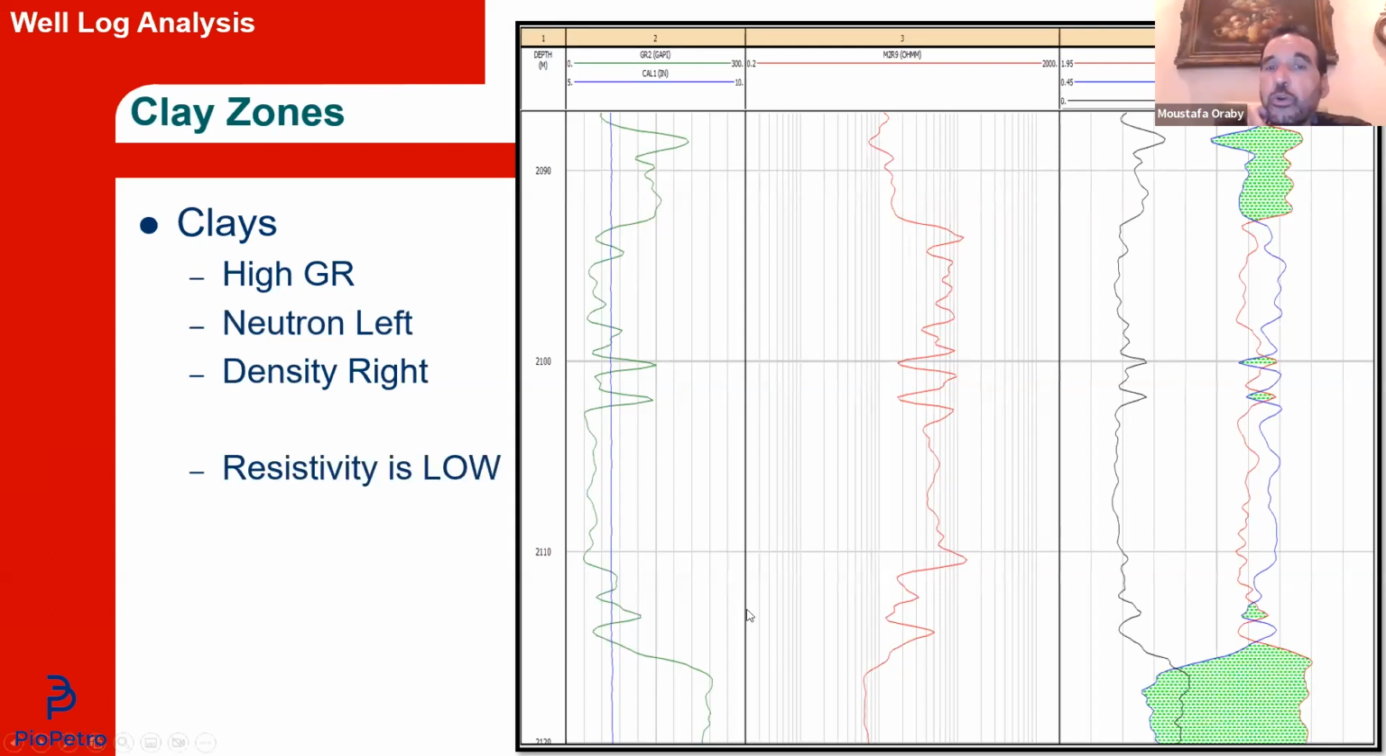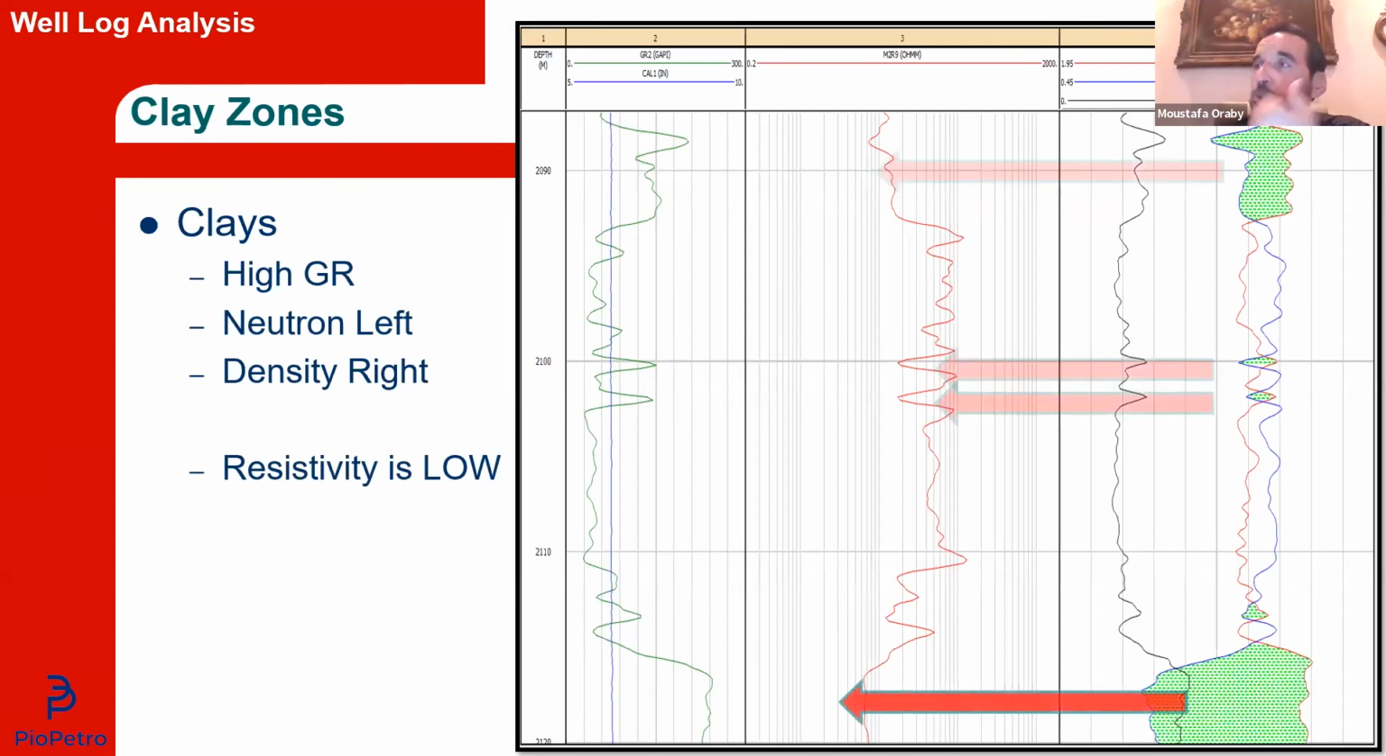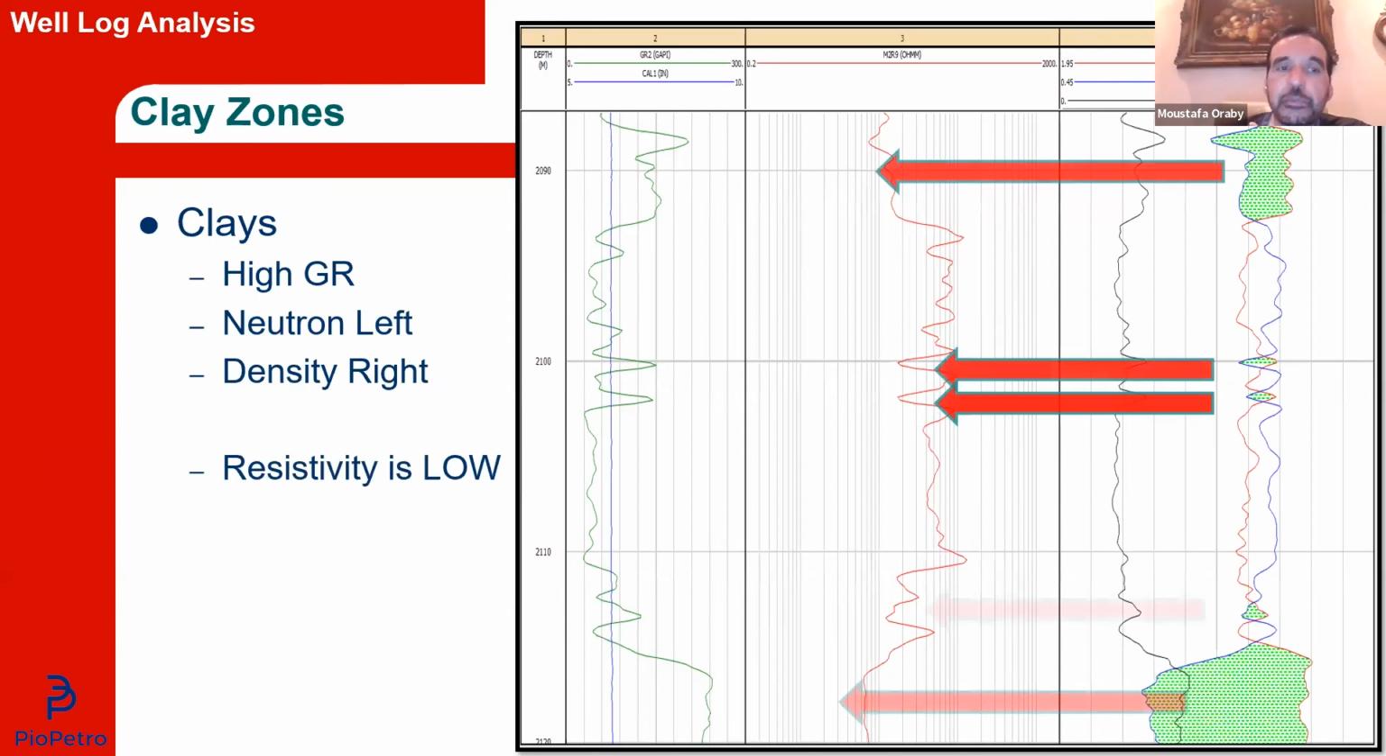Resistivity has to be low as well. Why? Because all these clays are very conductive. So resistivity is low, resistivity is low, resistivity is low. And it's just a confirmation. I always confirm this with my eyes that these are clay zones.